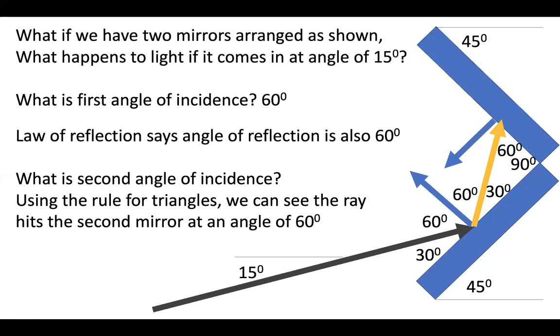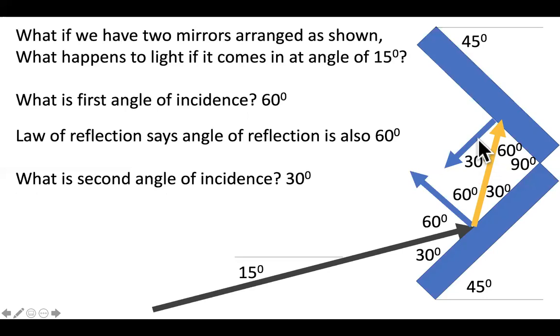Cool. So the angle between the incident ray and the surface is about 60 degrees. That means the angle of incidence is 30 degrees. So notice, the two angles of incidence are different. Whereas before everything was 45, this comes in, and the first angle of incidence is 60 degrees. The second angle of incidence is 30 degrees, so they're different.